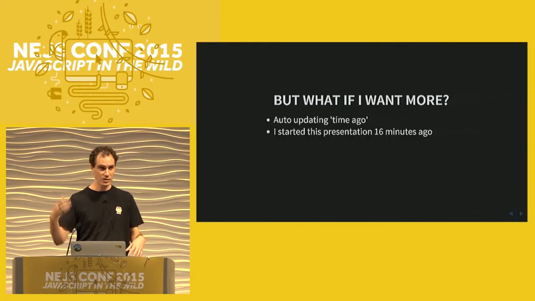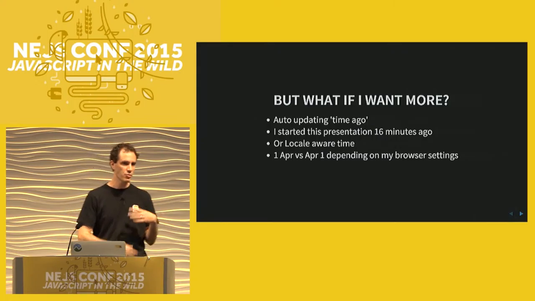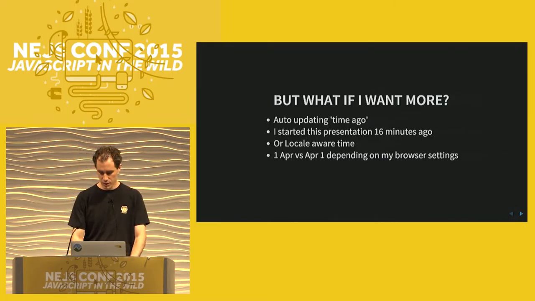If you go to GitHub and you see your commit list, commits and when they happened, it's using this time element right now. The other thing this time element can do is locale-aware time. So if your browser is set up to say, I prefer my dates to look like 1 April versus April 1, it can grab that and use that as well.